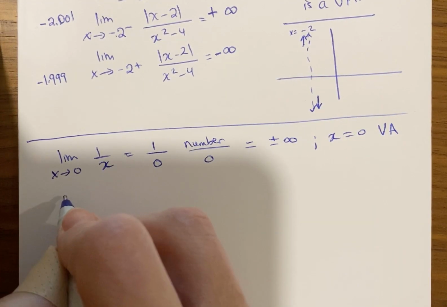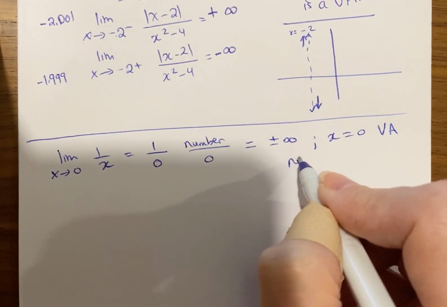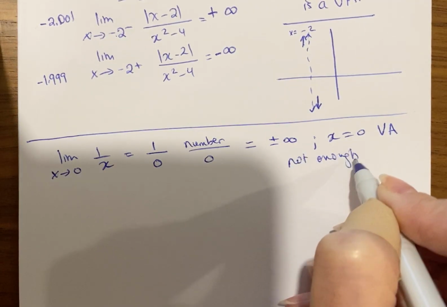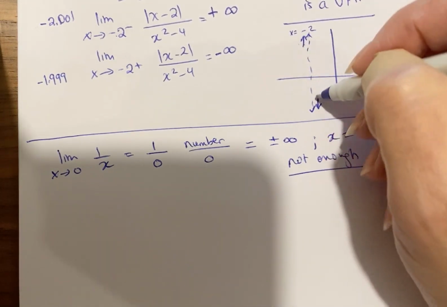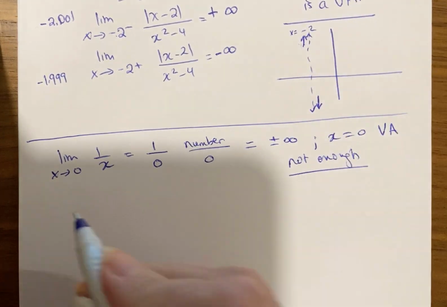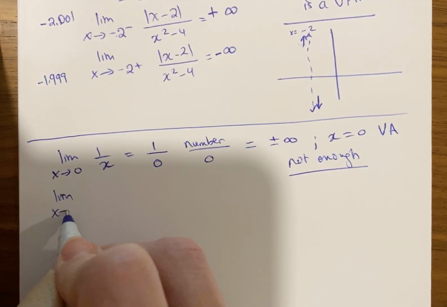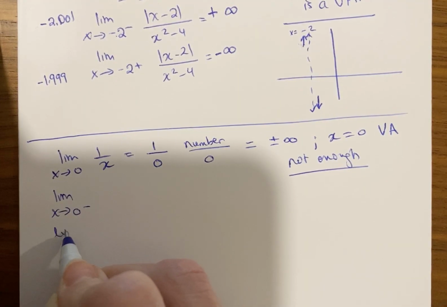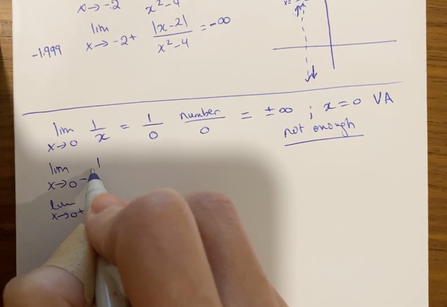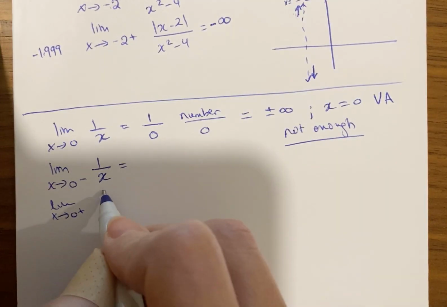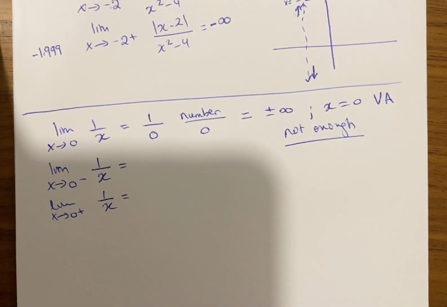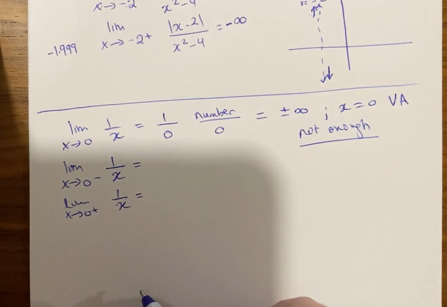asymptote. But this is not enough, because this tells me that I have a vertical asymptote but does not describe the situation for me. And I want to know the exact situation. So what do I have to do? I have to take the limit from the left alone and the limit from the right alone, because I want to know if from the left I am going up to infinity or going down to minus infinity, and same for the right, because they have nothing to do with each other.